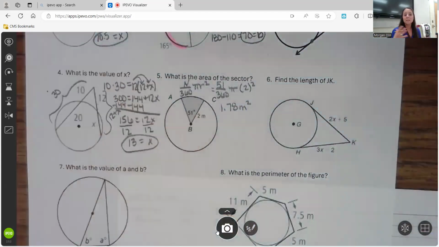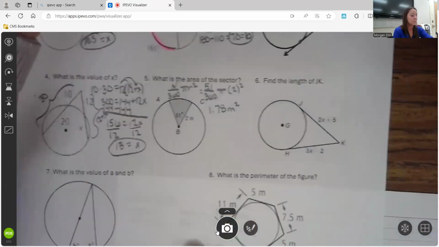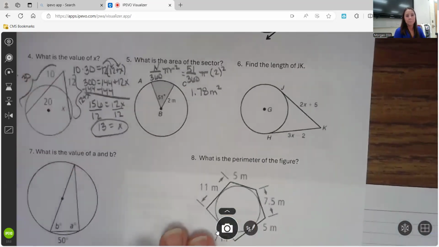All right, so I've mixed up all the different reviews. So you got to remember this for your test. It gets all mixed up.